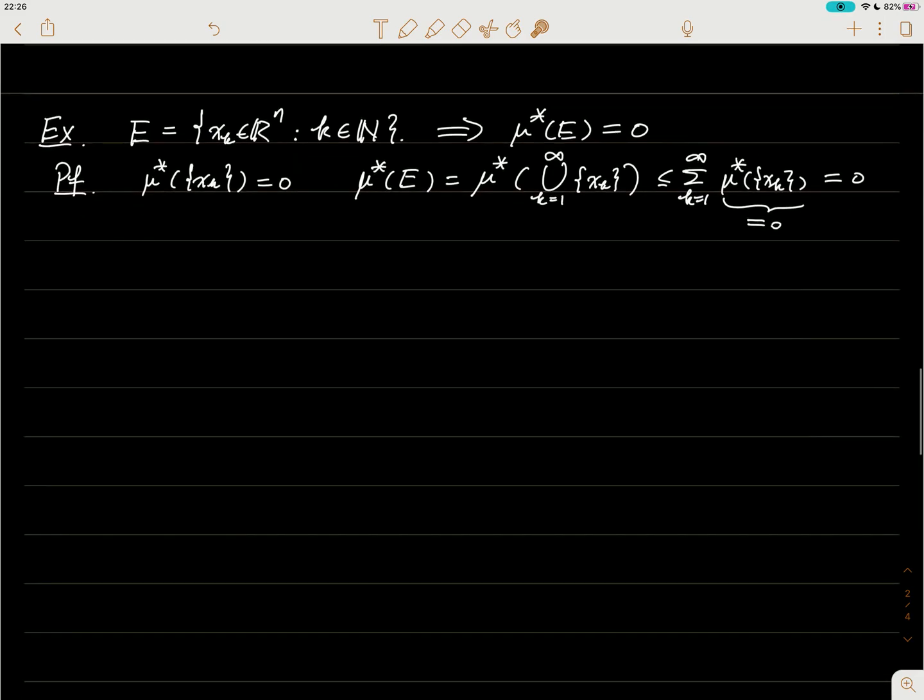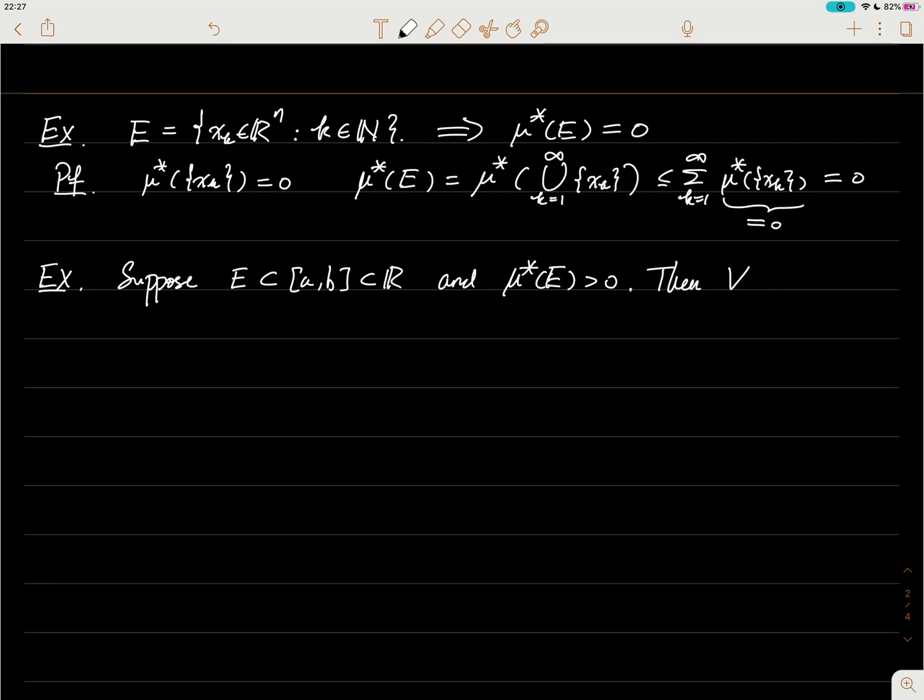Okay, so let's take a look at another example. Suppose we have a set E, which is a subset of this closed interval [a,b] on the line of real numbers, and this set has a positive outer measure. Then we want to show that for any t between 0 and mu star of E, the outer measure of E, since the outer measure of E is positive, this interval is actually non-empty. So I say that for any value t between 0 and mu star of E, there exists a subset A of E such that the outer measure of A is equal to this t.